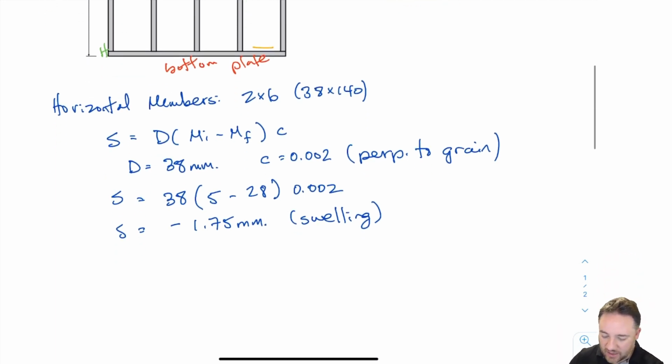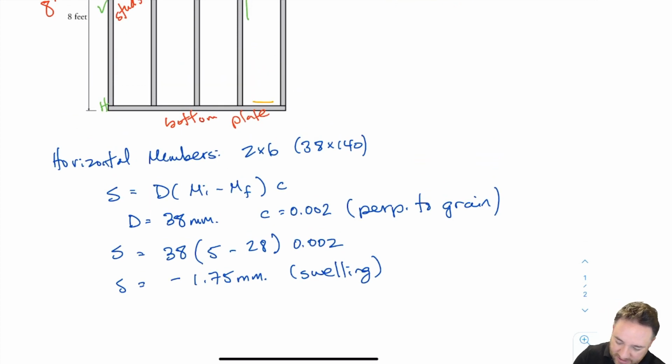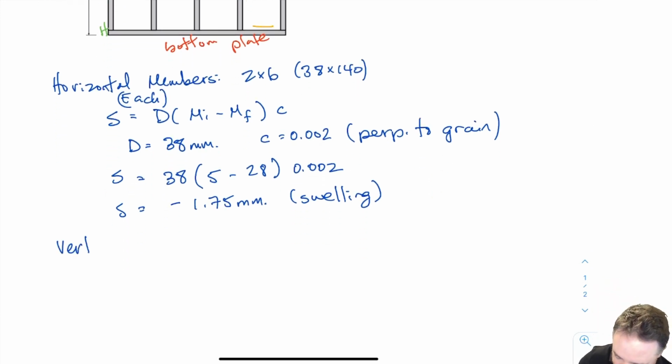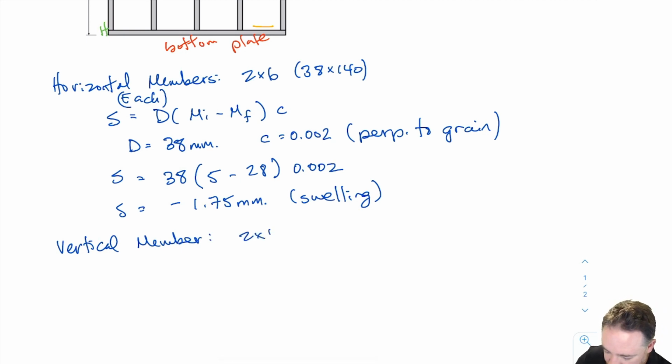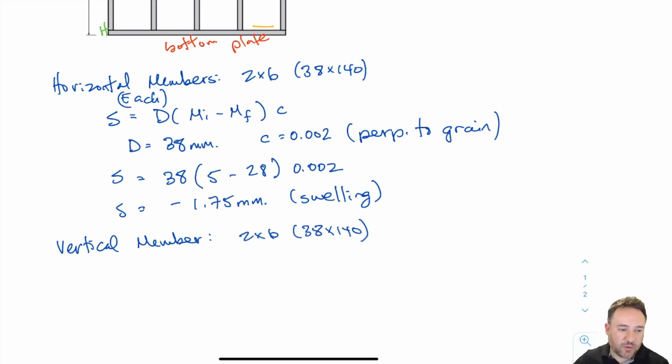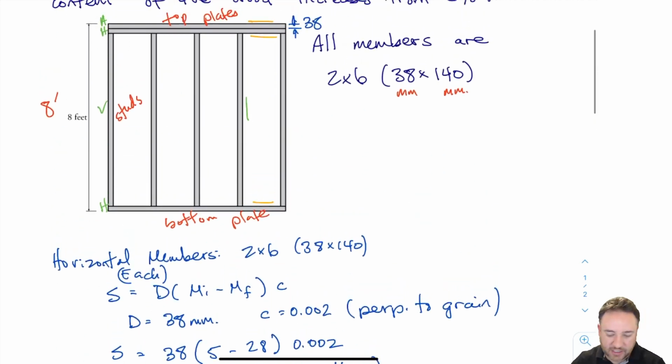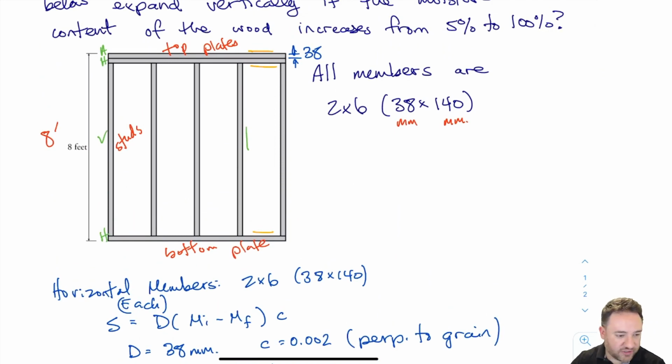Okay, so that's how much each horizontal member is going to swell by: 1.75 millimeters. Now, what about the vertical member? Vertical member, which is also a 2 by 6, right? 38 by 140. But in this case, we need to know the height of the member because we're looking to calculate the elongation in the vertical direction. So we need to know this.